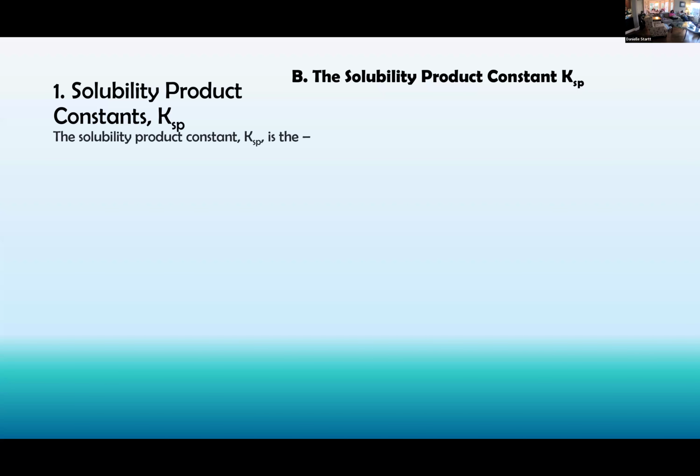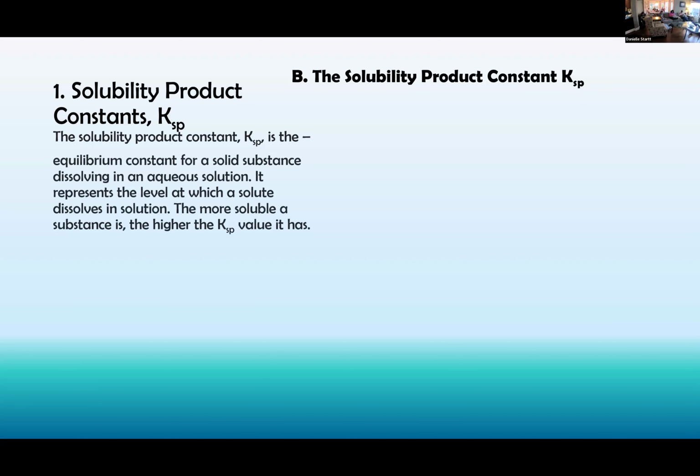So now you have K sub SP. We have lots of little constants today, right? This is a product constant, the solubility product constant. So the solubility product constant, K sub SP, is what? What does it mean? Caitlin? It's for a solid that is in equilibrium with the solids dissolved in ions.